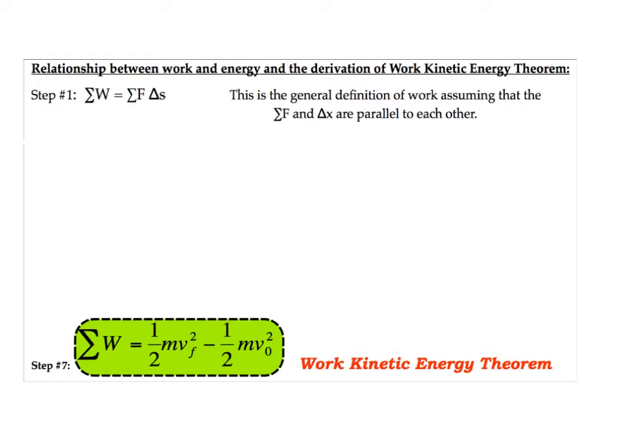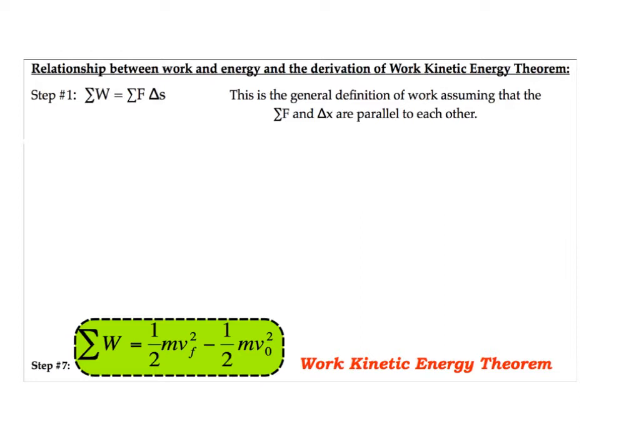We're assuming that the summation of forces, the resultant force, is what you use if you want to find the overall work done in the system. Although you normally find work done by one force at a time, I kept that summation of force to keep it general. And the delta x, in this case delta s, are parallel to each other, okay?